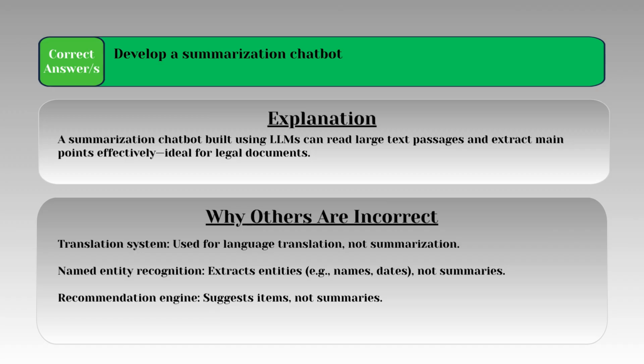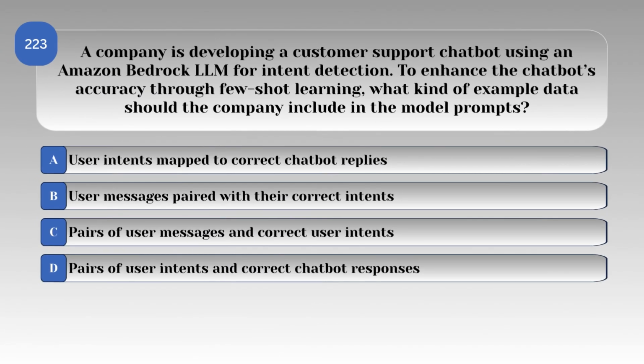Translation system is used for language translation, not summarization. Named entity recognition extracts entities like names and dates, not summaries. Recommendation engine suggests items, not summaries. A company is developing a customer support chatbot using an Amazon Bedrock LLM for intent detection. To enhance the chatbot's accuracy through few-shot learning, what kind of example data should the company include in the model prompts?